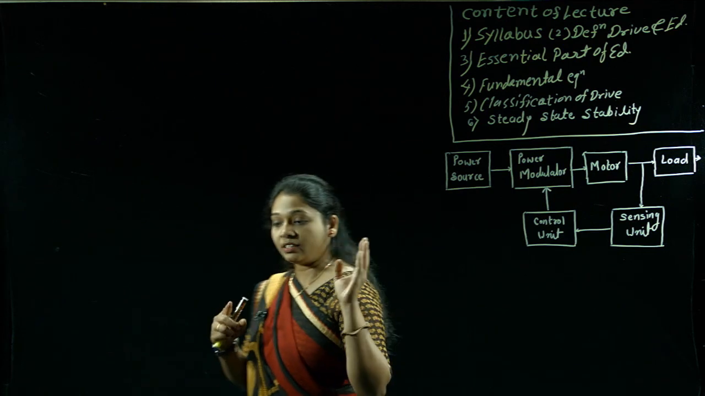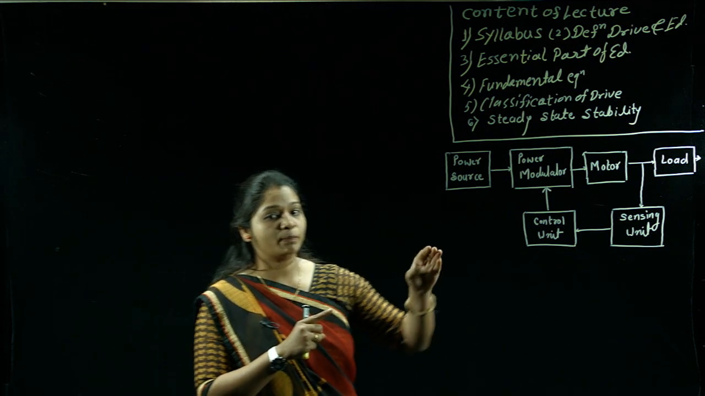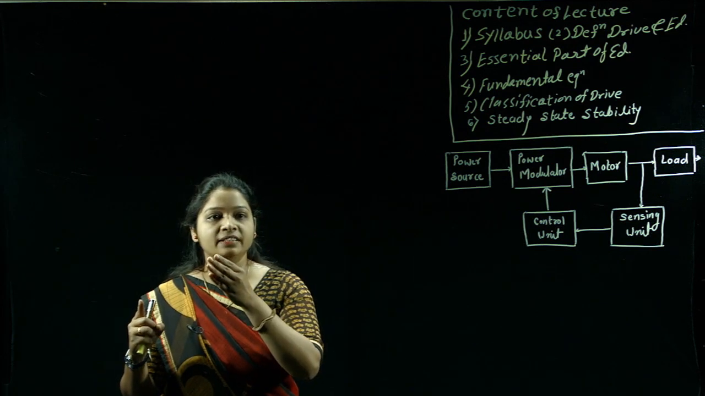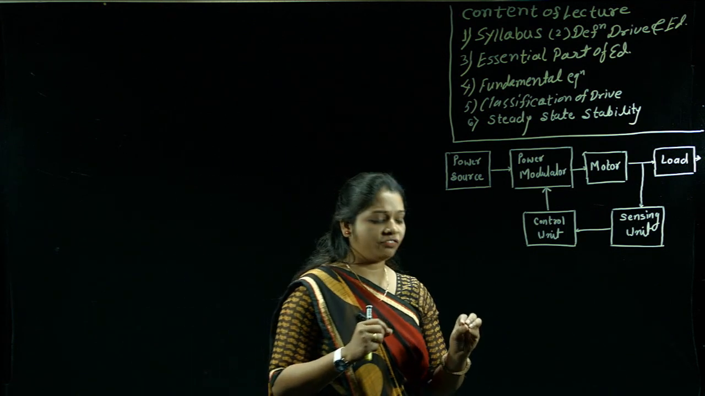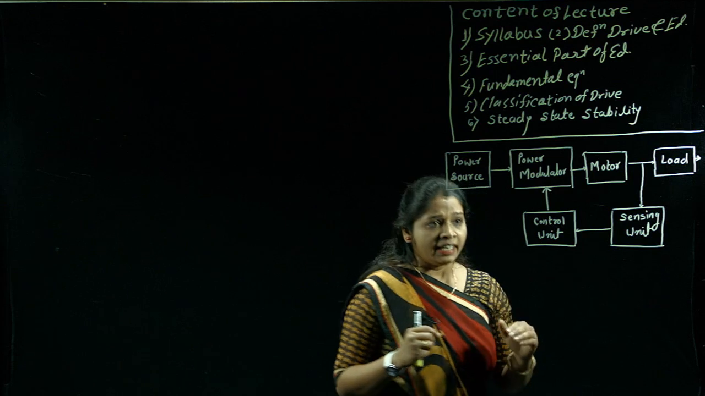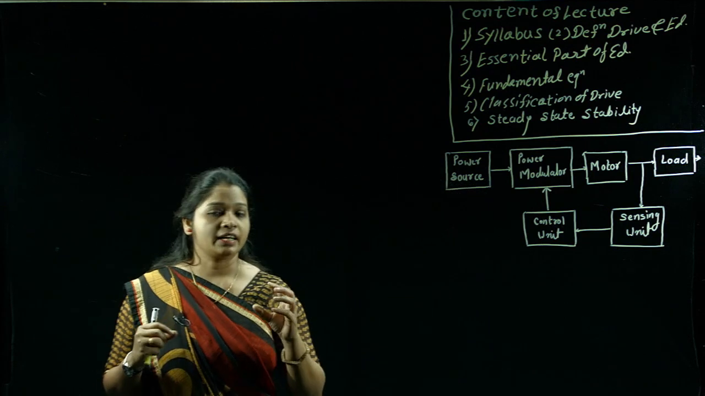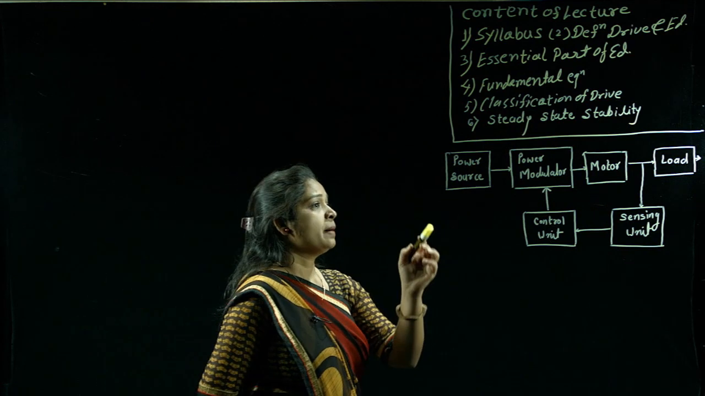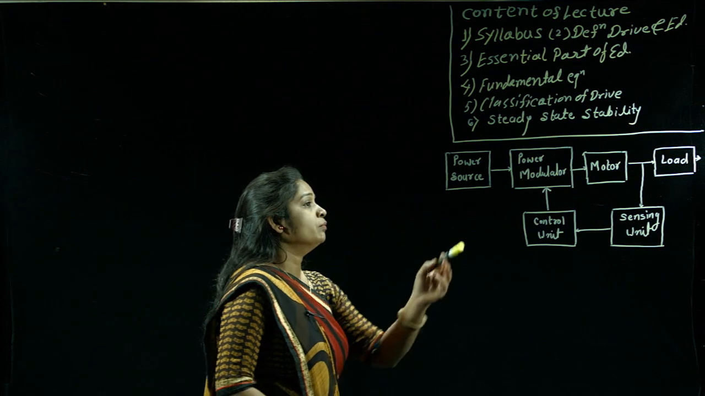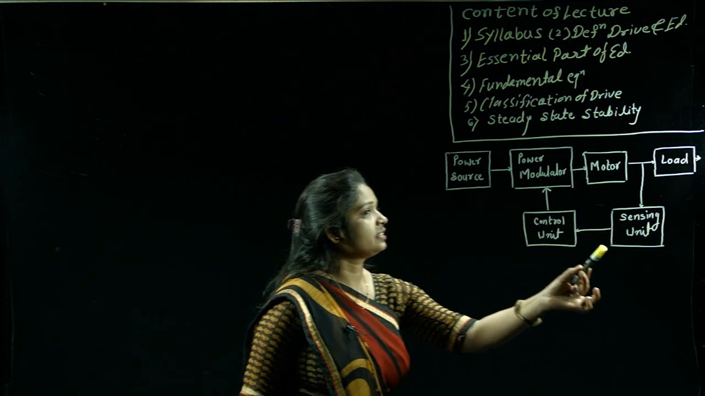So this is the output, meaning the mechanical parameter output can be controlled by controlling the electrical parameters, that is V, I and phi. These are the basics of electrical drive. Next part, the essential parts of electrical drive: the power source, power modulator, motor, load, control unit and sensing unit.